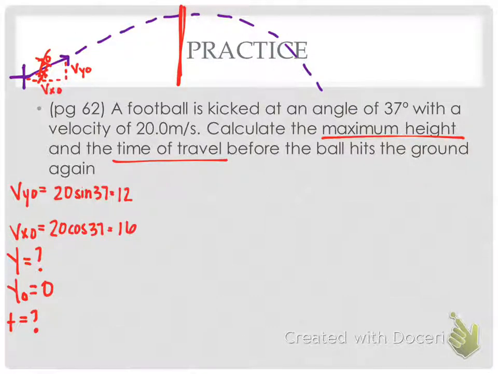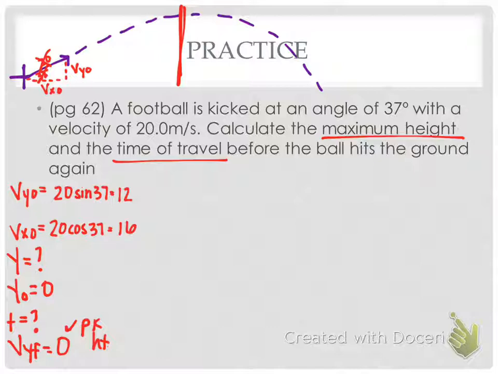So right now, if we're looking at peak height, are we trying to look at the whole path? We're just trying to look at the first half. So the time we're looking at is just going to be the time it takes to reach peak height. What do we know about an object's vertical velocity at peak height? 0. So that means VYF is equal to 0, and this is at peak height.